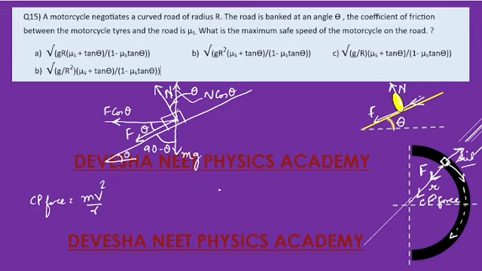And if the body remains on the track, there is a centrifugal force also. I'll mention it as CF force. If the body remains on the track, the CF force is also equal to mv squared by r, because it remains on the track. Now let's come back to this.